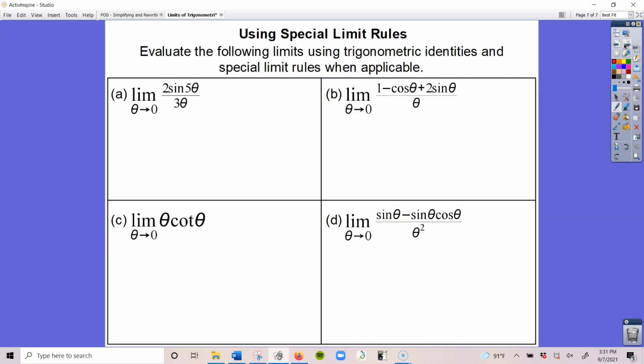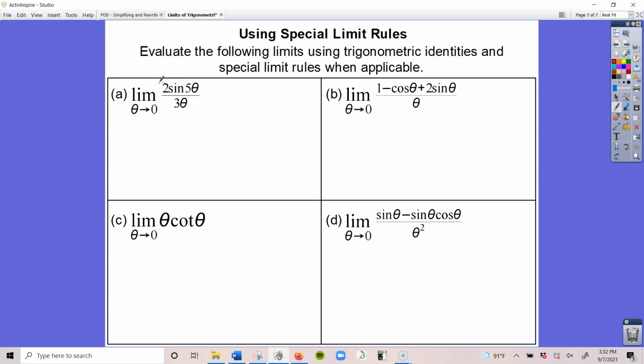So now let's put all of this together. Notice that these are all limits for as theta is approaching 0. So if you can, we would apply those special limit properties. With this first one, we have 2 sine of 5 theta divided by 3 theta. So this is that format of that first special limit.